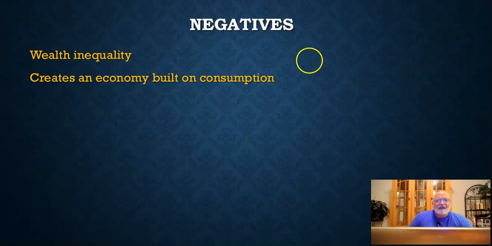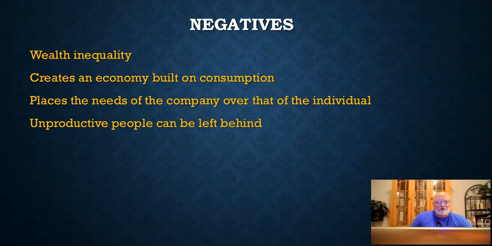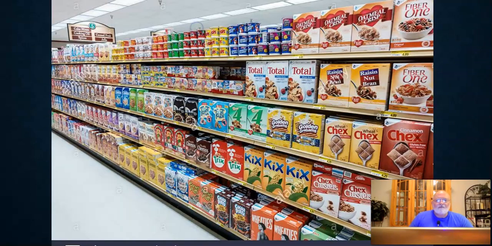That's wealth inequality. And it creates an economy built on consumption, which can be bad for the environment, places the needs of the company over that of the individual. Unproductive people can be left behind. And here's the deal about unregulated capitalism. Once you have a monopoly, where there's only one company, they can charge whatever they want, which is basically what socialism does. The government has the monopoly. And so if you let one company win, it can lead to bad things. That's unregulated capitalism. All right, moving on.